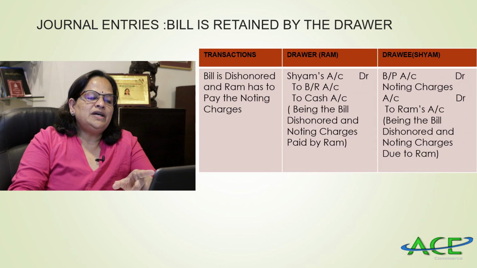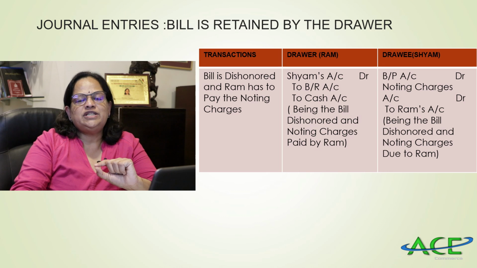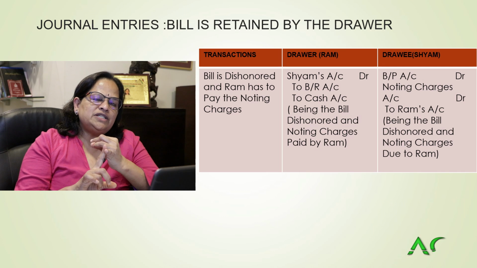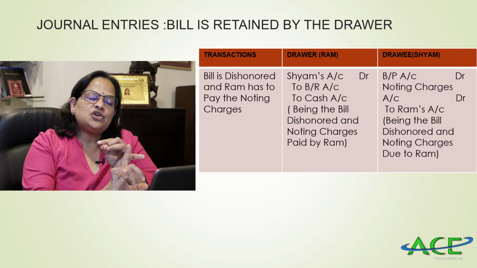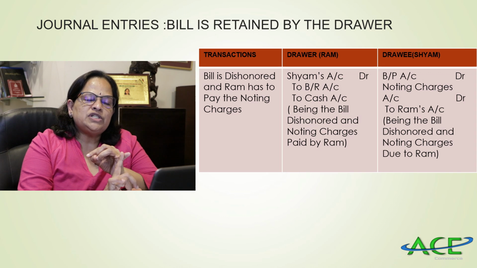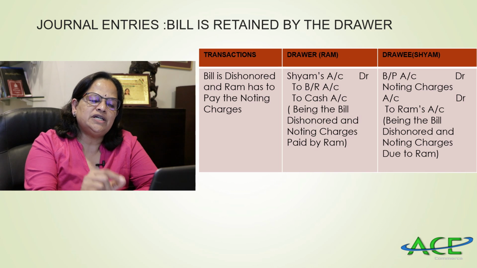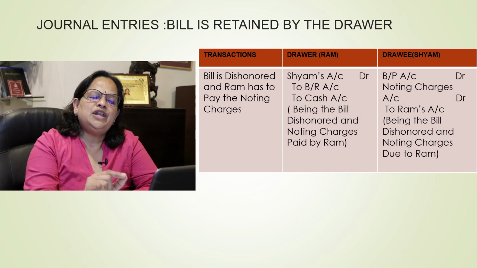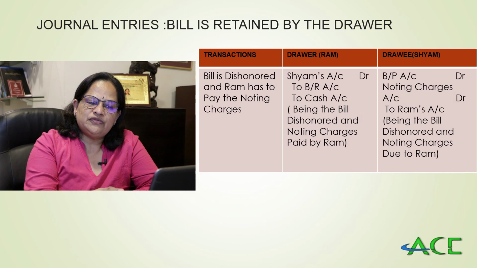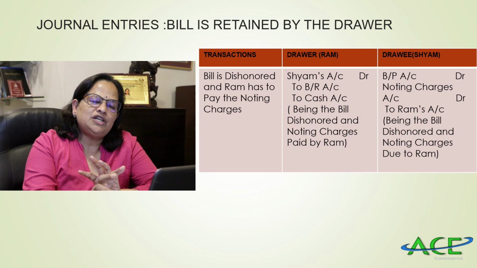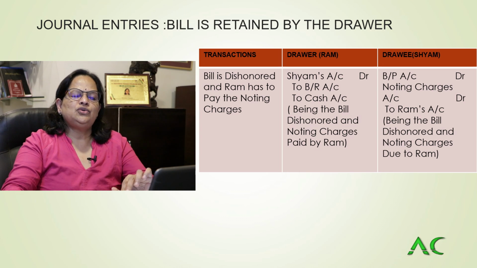Now, continuing with that, the bill is dishonored and Ram has to pay the noting charges. Here the drawer is keeping the bill. One important point: noting charges are always paid as cash, and in this case Ram has to make the payment. So Shyam's Account debit to Bills Receivable Account and to Cash Account. Cash account here means whatever noting charges were paid, being the bill dishonored and noting charges paid by Ram. Now in the books of Shyam, Bills Payable Account debit and Noting Charges Account debit to Ram's Account, being the bill dishonored and noting charges due to Ram. Because the drawee is Shyam, and Shyam has to pay the bill amount plus the noting charges to Ram.